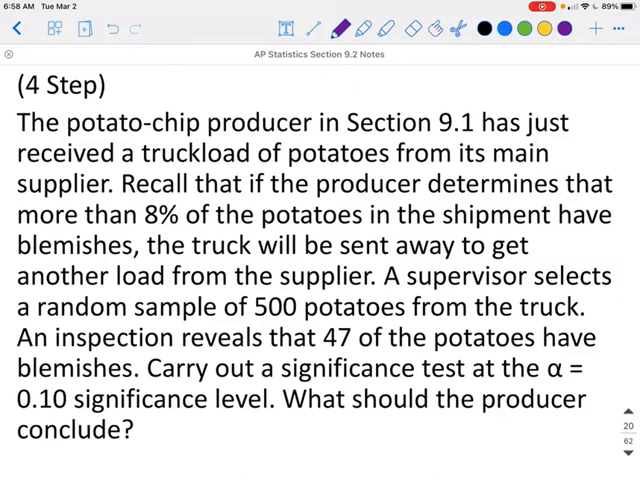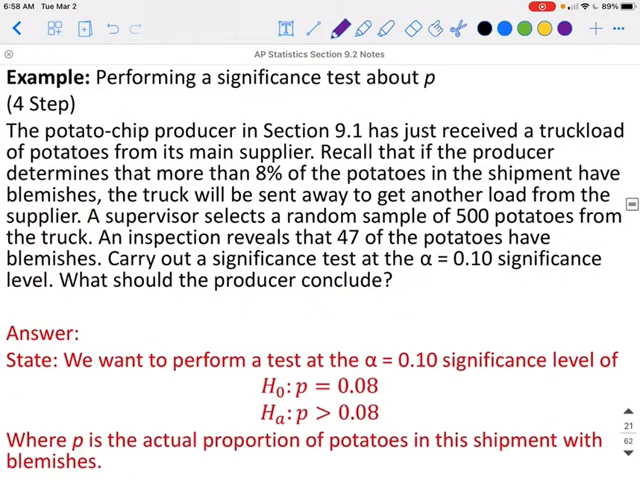So the first thing we need to do is our state. We want to perform a test at the alpha equals 0.10 significance level. Make sure when you're doing your state, you always state the level, you state your null and alternative hypotheses, and what your parameter actually means. Our null hypothesis is that p equals 8%, and our alternative hypothesis is that it's greater than 8%, where p is the actual proportion of potatoes in the shipment with blemishes. So again, in the state, you need to give us the alpha level, the null and alternative hypotheses, and you need to tell us what that parameter is talking about.